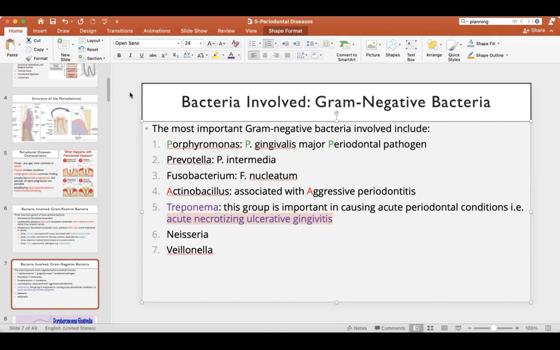This is the love of our medical studies. Syphilis is a special disease, the mother of diseases, involving all parts of the body in one stage. But as we know, this group is important in causing acute periodontal conditions.